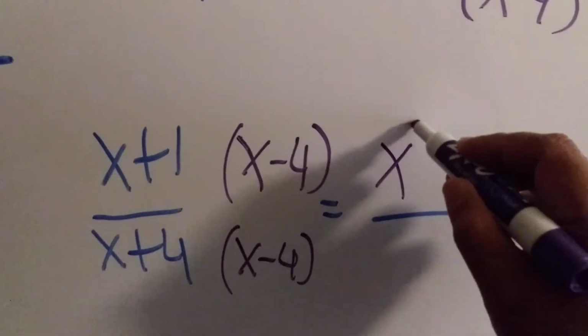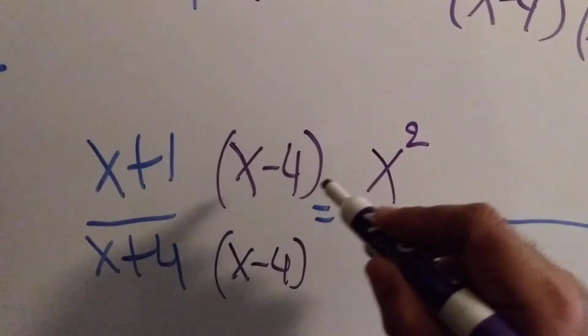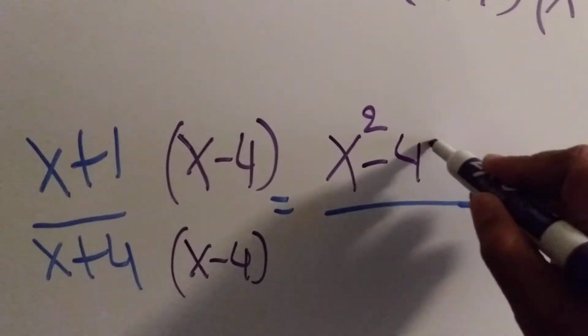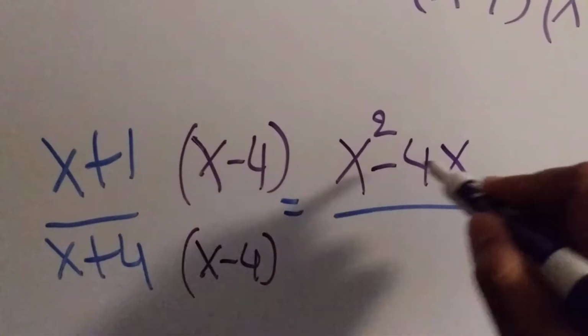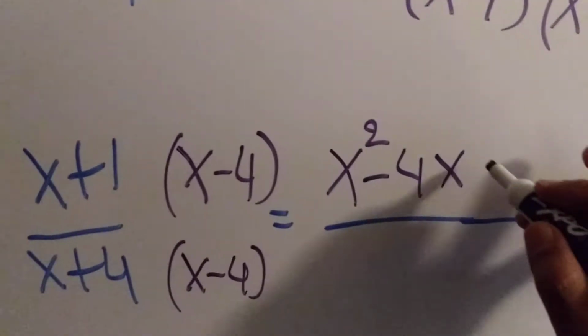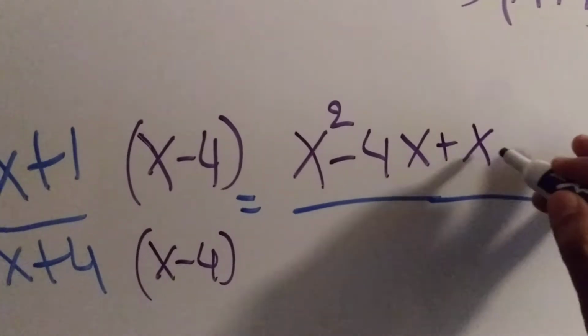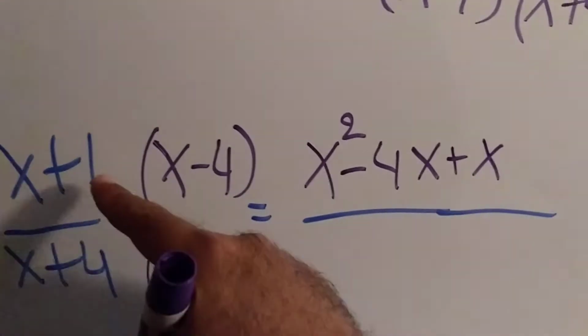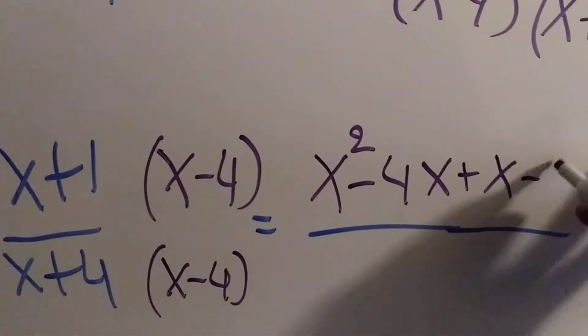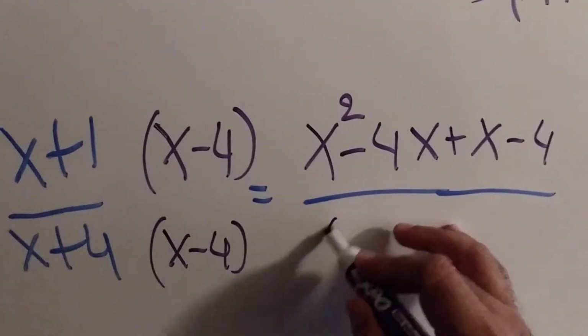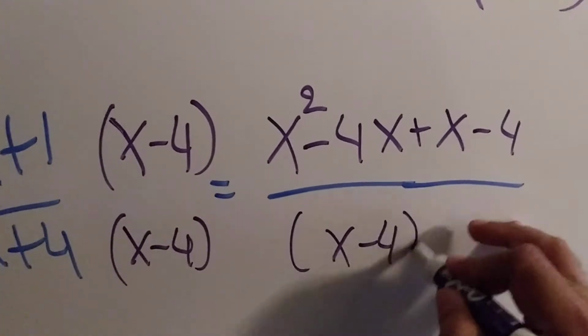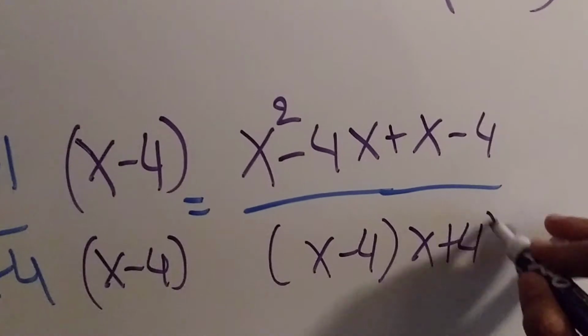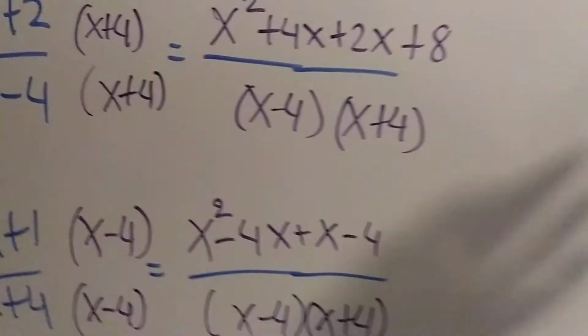So this gives us x to the second, and then it gives us negative 4x, and then we multiply 1 times x, which gives us 1x or positive x, and then 1 times negative 4 gives us negative 4 here, and x minus 4, x plus 4. Okay, so I'm just going to continue working to my right.